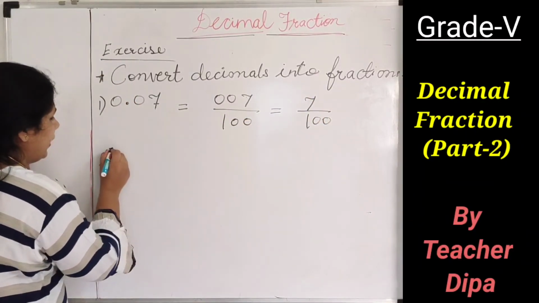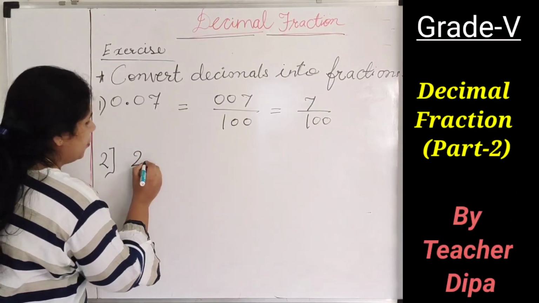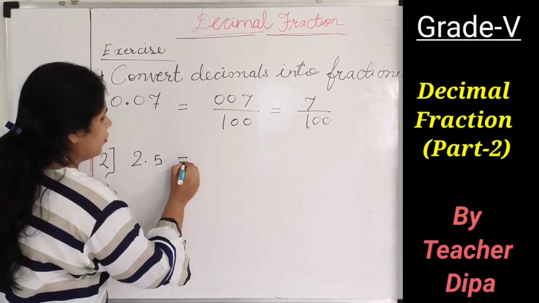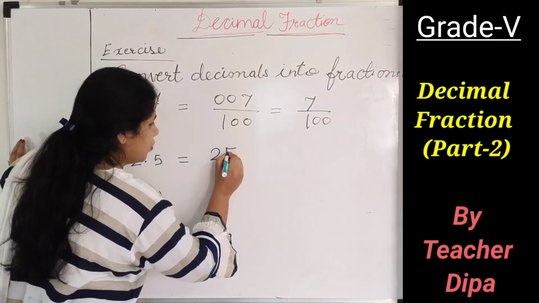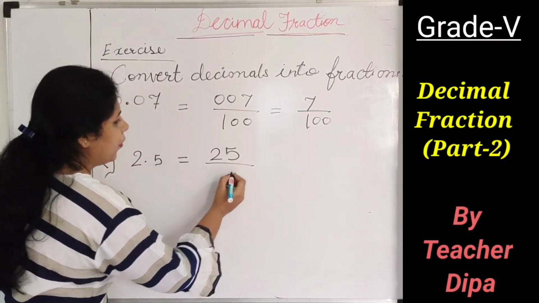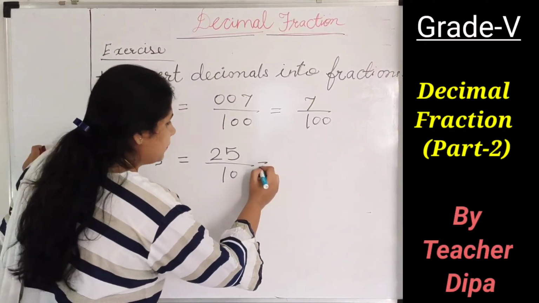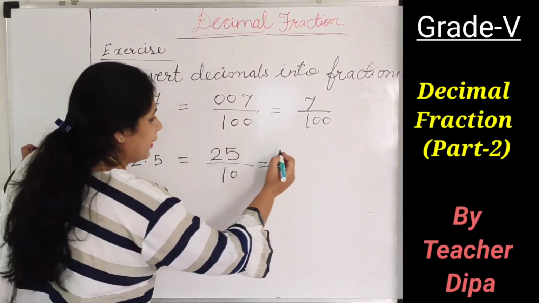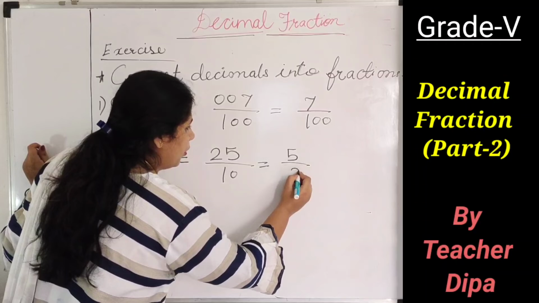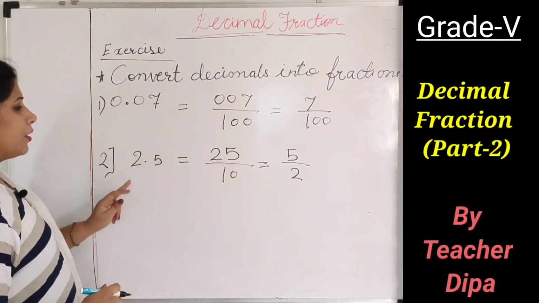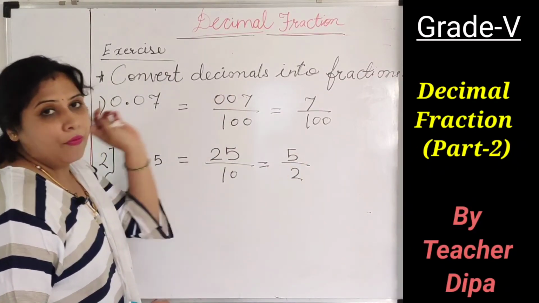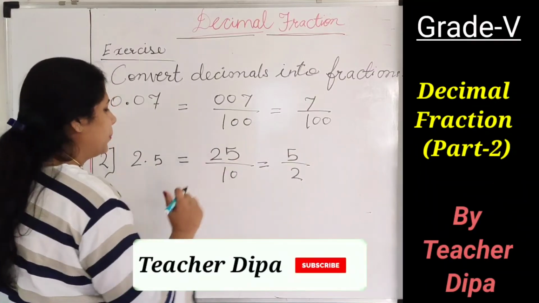Second sum I am taking, that is 2.5. So for that I am writing this as 25 upon 10, and if I divide this by 5, I get 5 upon 2. So this is the conversion of 2.5 into fraction form. The answer will be 5 upon 2.